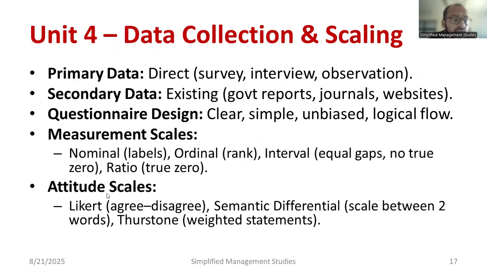The next one is attitude scales. It includes the Likert scale, like a 5-point scale. You might remember agree, disagree, strongly agree, weakly agree, like that. There will be different schemes. The other one is called the semantic differential. It's a scale between two words. The third one is called Thurstone, I mean weighted statements. These are called attitude scales. So I tried to identify measurement scales and attitude scales separately.